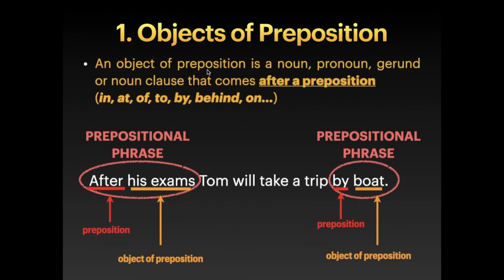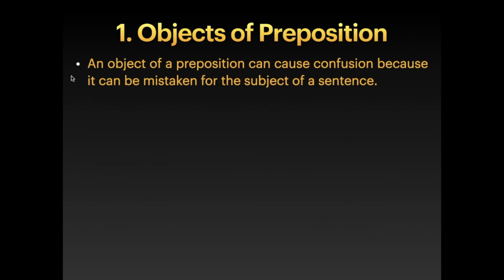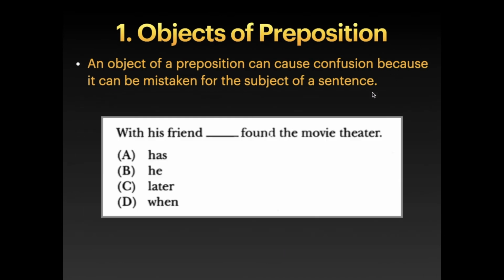So an object of a preposition is a noun, pronoun, gerund, or noun clause that comes after a preposition. Yes? The prepositions can be in, at, of, to, by, behind, on, etc. I'm going to give you a list of prepositions so that you can check them. An object of a preposition can cause confusion because it can be mistaken for the subject of a sentence. So look at this example.